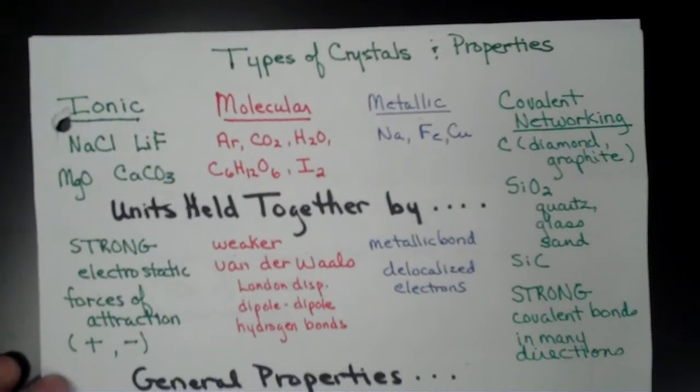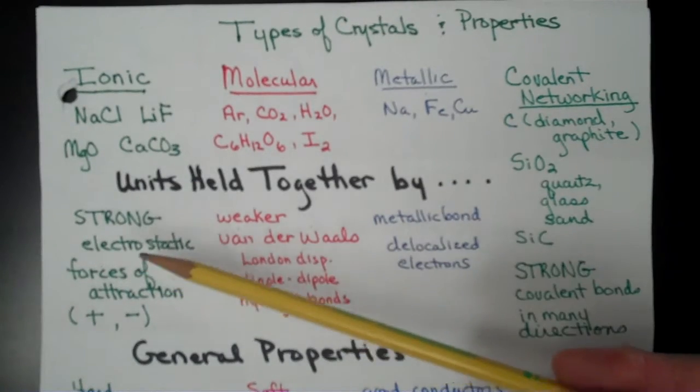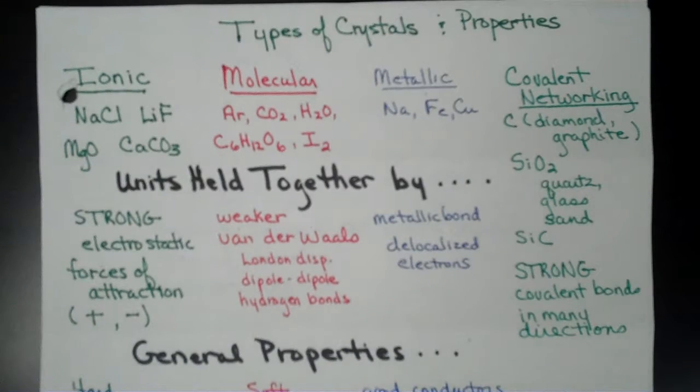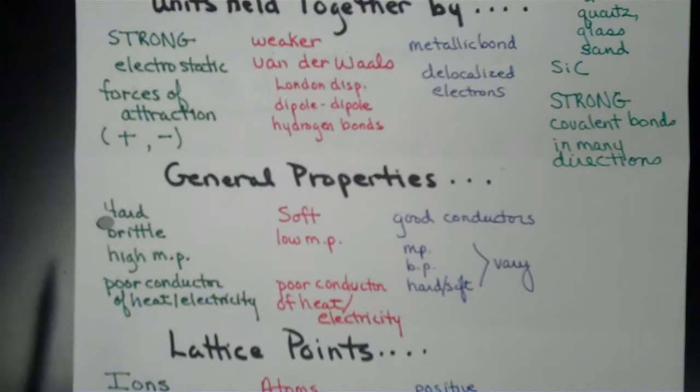We've seen this before. We know that there are ionic crystals like lithium fluoride and calcium carbonate, metal to nonmetal, held together by strong electrostatic forces of attraction. And because of that, the properties tend to be that these compounds are going to have high melting points, and they're going to be very poor conductors of heat and electricity. They tend to be hard and brittle.